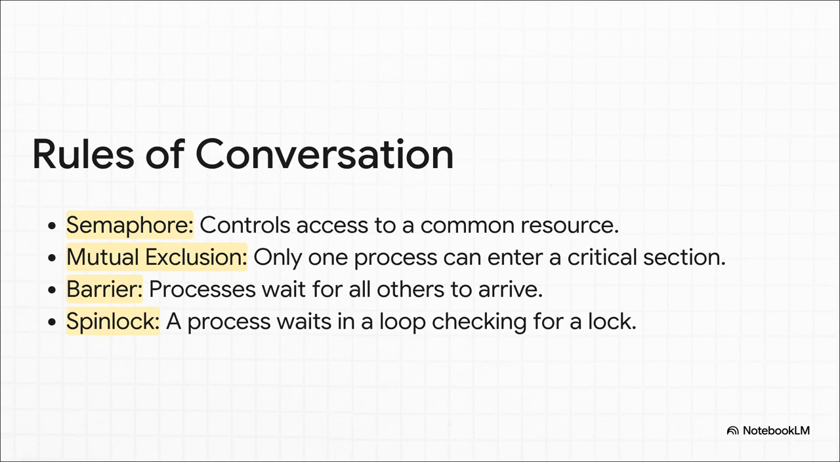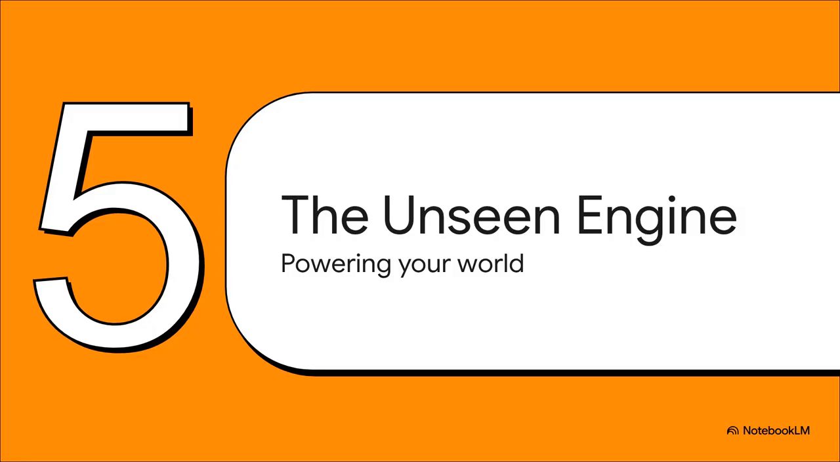For example, a semaphore is like a traffic light for a shared resource. A mutex, which is short for mutual exclusion, is even simpler. It's just a one-at-a-time rule for that whiteboard room. A barrier makes a group of processes wait until everyone's arrived before they can move on. They're all just clever ways to manage traffic. So when you put it all together, the communication methods, the synchronization rules, you get this incredible, unseen engine that is quietly powering almost everything you do on your devices.